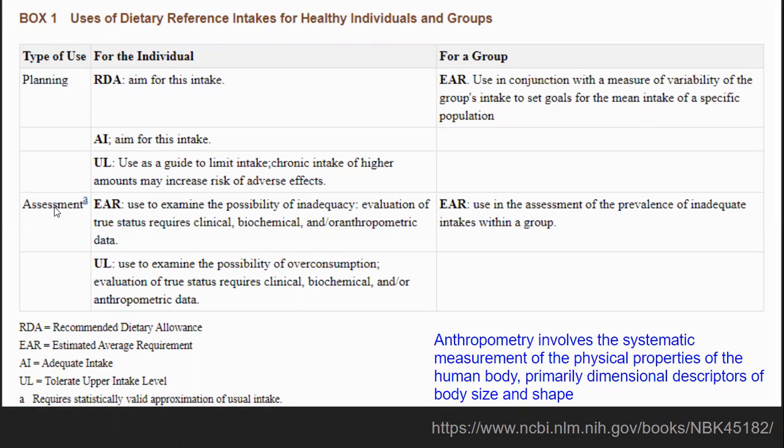UL can also be used for assessment. But when you're talking about planning how much to eat, the total diet or supplement, you should aim for the RDA and AI for target and not go beyond the UL. So it's going to be between these two and the UL.